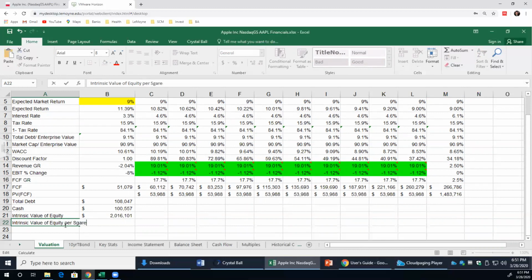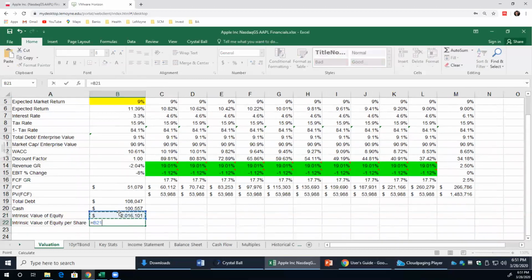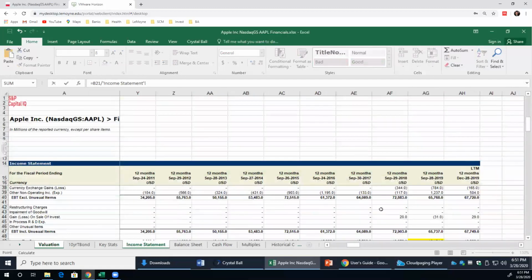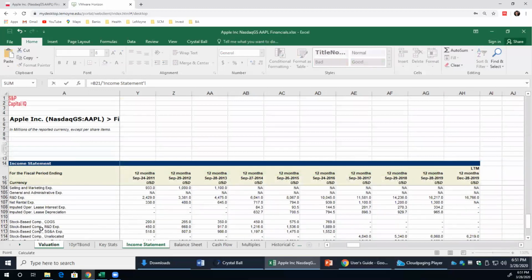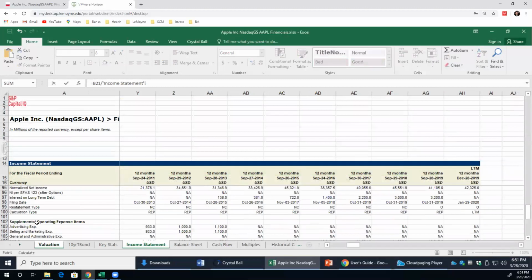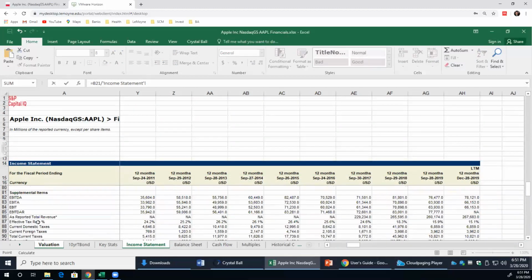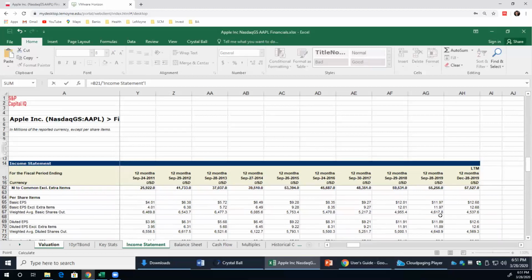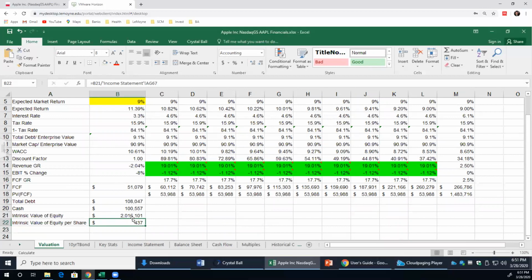Per share. Basically, I need to divide the intrinsic value by the number of shares outstanding, which we have in the income statement. When you scroll down, you will see the total number of shares outstanding right here, with average basic shares outstanding. When I do that, you can see that on average, the intrinsic value of Apple is around $437.